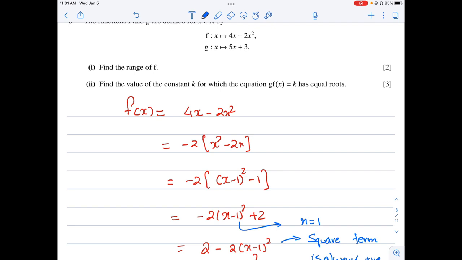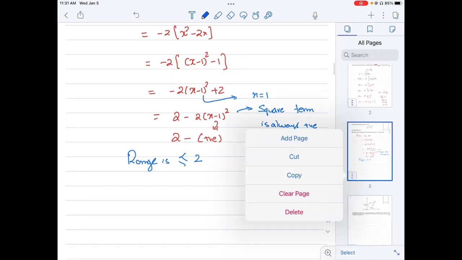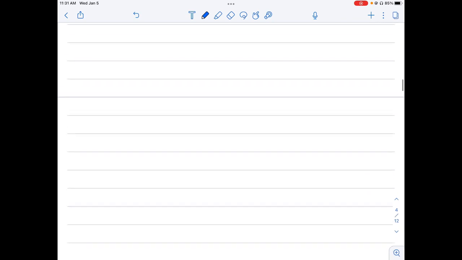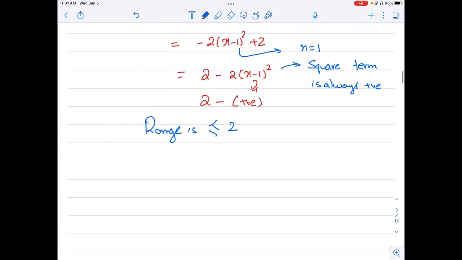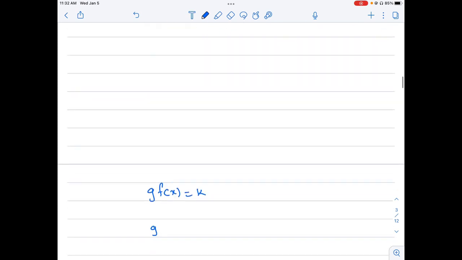Find the value of the constant k for which g of f of x is equal to k has equal roots. So let me add a quick page. g of f of x is equal to k. g of f of x. What is f of x? 4x minus 2x square.